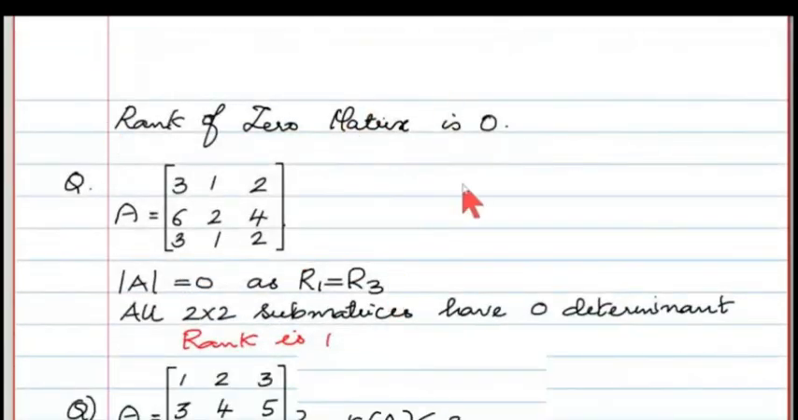This is very important. Then another question, A equals 3, 1, 2, 6, 2, 4, 3, 1, 2. So the determinant of this A is 0. Why? Because the first row and the last row are the same. So all the 2 by 2 submatrices have 0 determinant.